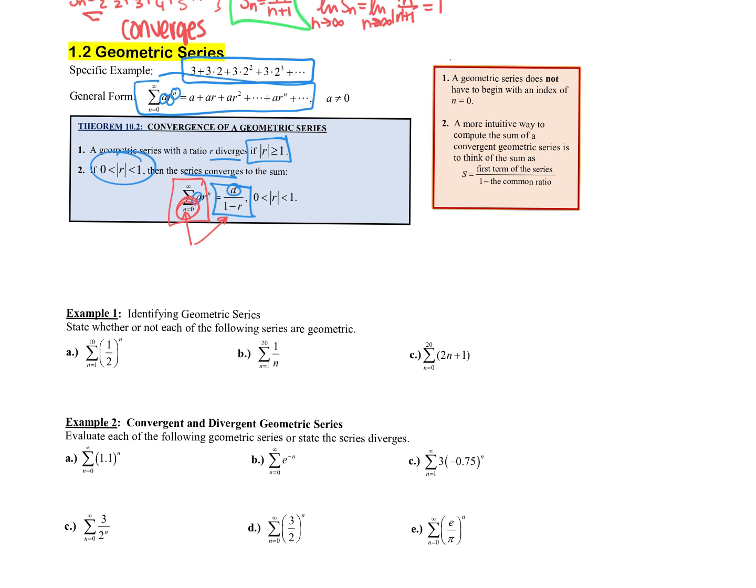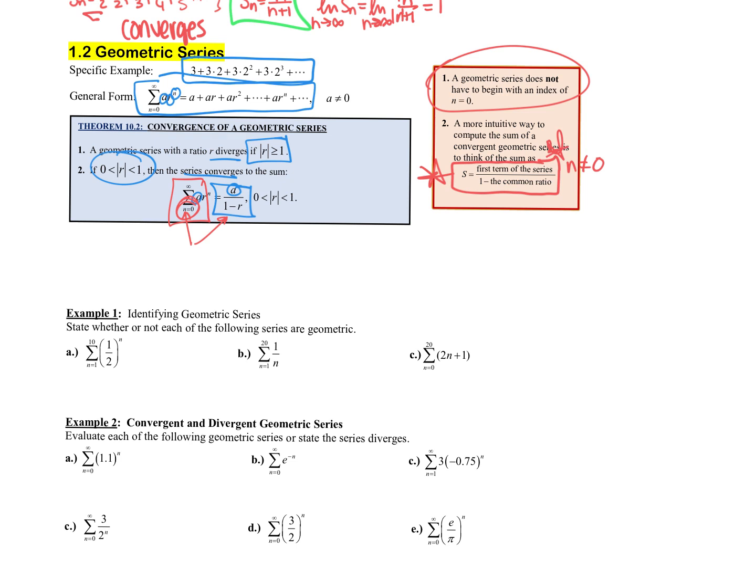So what if it does not begin with an index of n equals 0? Well, you can still find the sum, and you can still just worry about r being less than 1, but a more intuitive way to think about it is that the a on the top needs to be just the first term of the series, divided by 1 minus the common ratio, if n is not equal to 0. If n is equal to 0, it will still be the first term when you plug in n equals 0. That will give you a. But that's a good way to remember that. So this is important here.